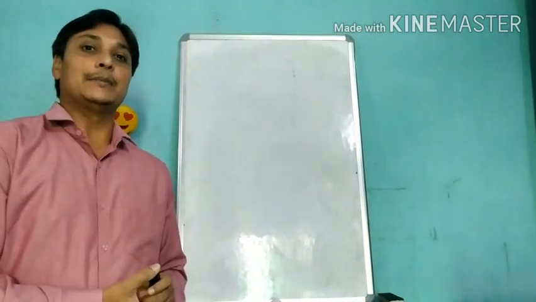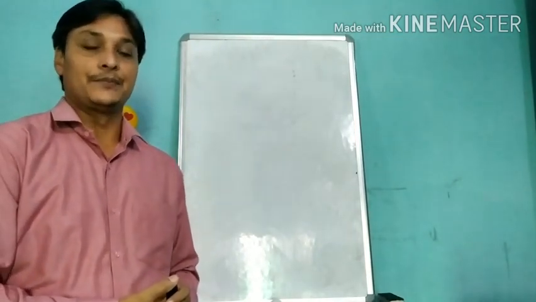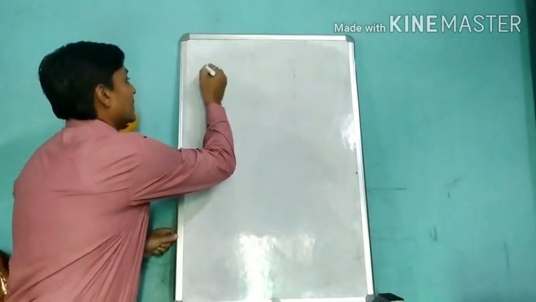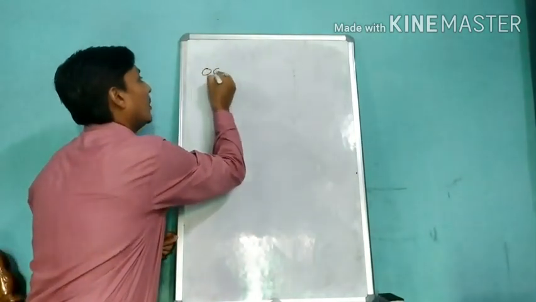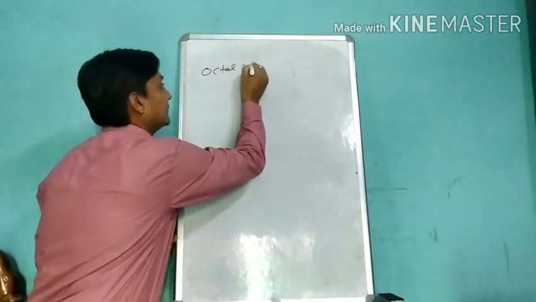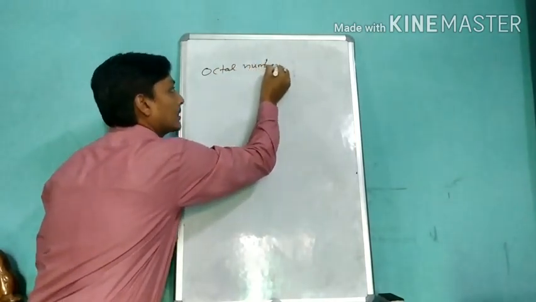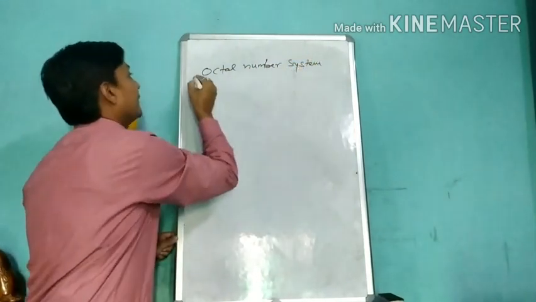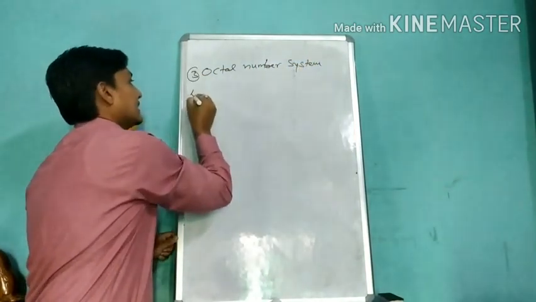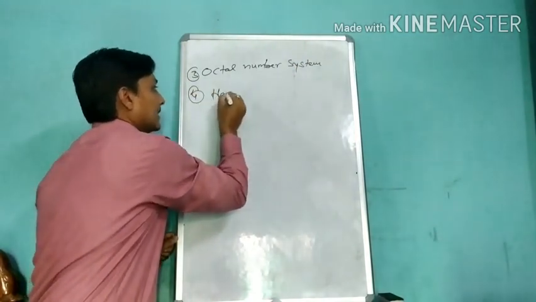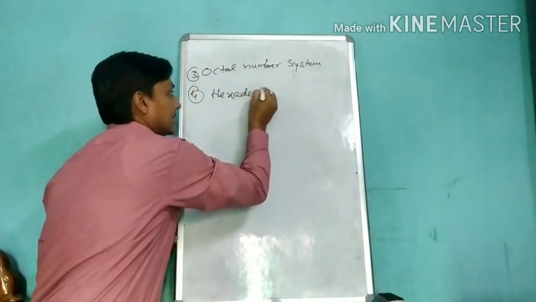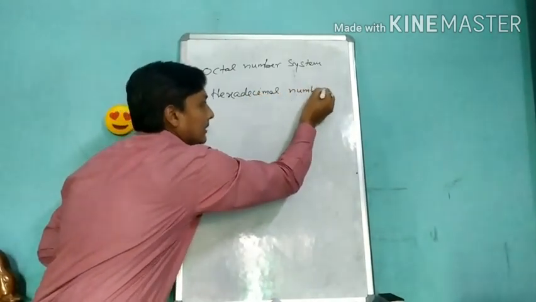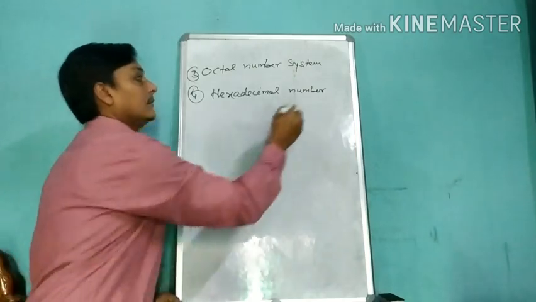So today we will discuss the rest of the number systems. Today we have the octal number system, and the last one we have is hexadecimal. Now students, pay attention to the octal number system.